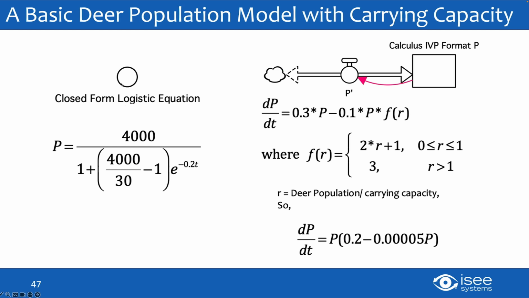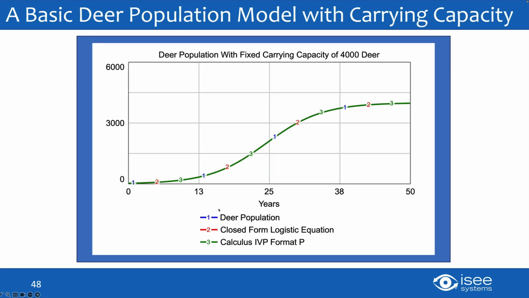The first converter contains the closed form equation for logistic behavior that is often taught in pre-calculus. I also created a simple additional stock flow structure that uses differential equations and initial value approach that is often used in calculus for this type of problem. As you can see in this slide, the stock flow model, the closed form logistic equation, and the calculus initial value problem scenario all produce the same output.